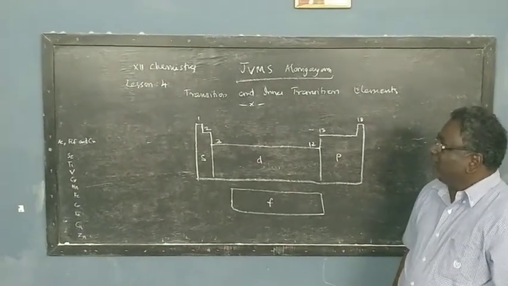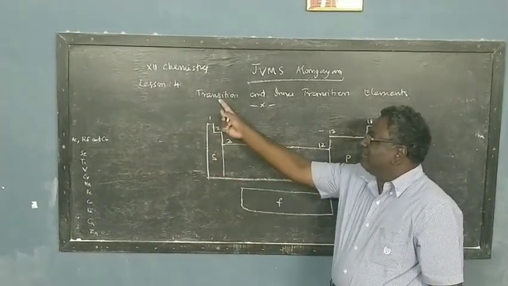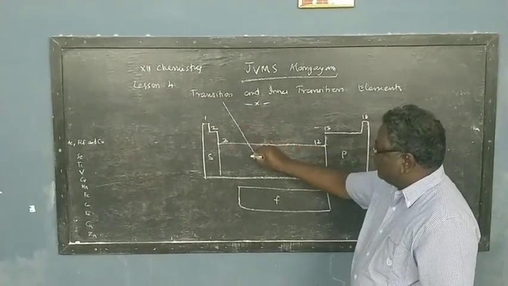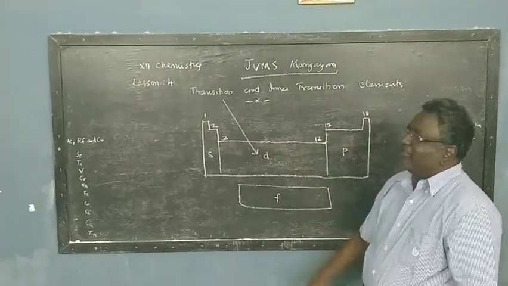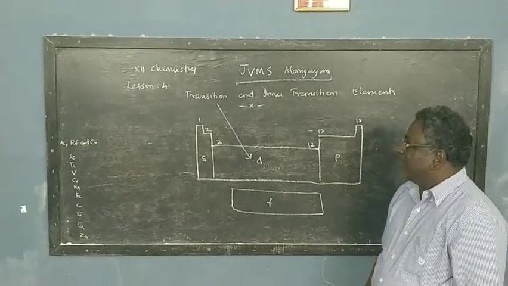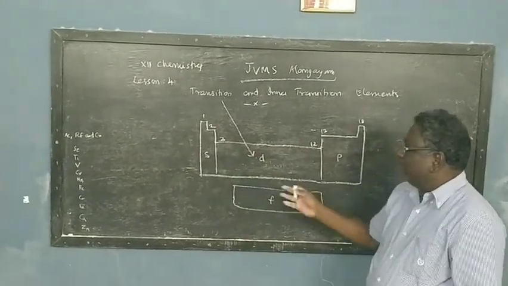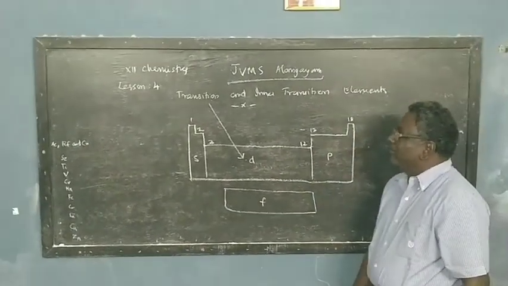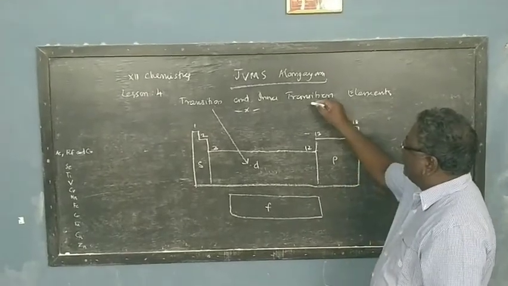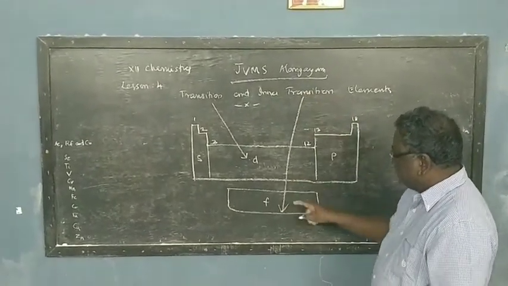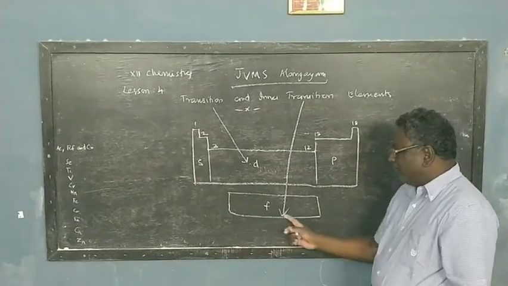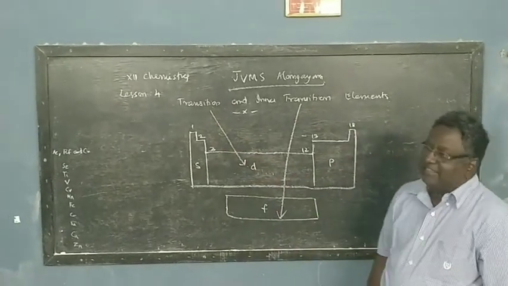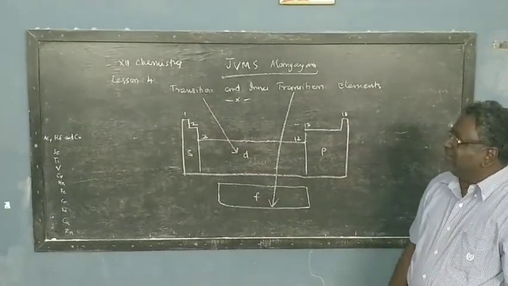Now, today's lesson is transition elements and inner transition elements. Transition elements are the elements which are placed in the D block, and it is from group 3 to group 12. Whatever element is present there is called a transition element. The inner transition elements are the ones placed in the F block. The elements placed in the D block are called transition elements.